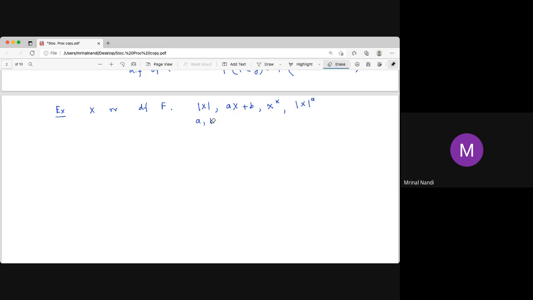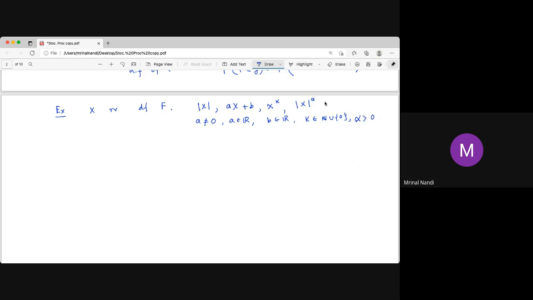Is are all real, and not only that, A is not equal to 1, A not equal to 0. A belongs to the real numbers, B is any real number, k is an integer, k is a non-negative integer, and alpha is some positive real number.